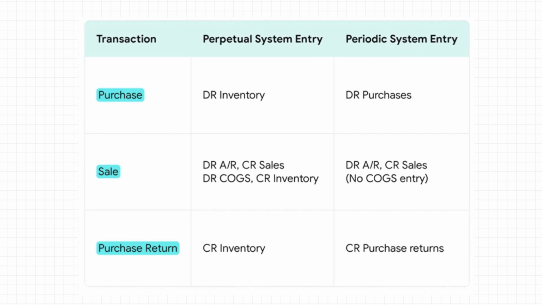Okay, people, screenshot this, write it down, whatever you gotta do. This table is your ultimate cheat sheet. Let's run through it fast. A purchase: perpetual hits inventory, periodic uses that purchases account. Now the sale, this is the big one. Perpetual has that all-important second entry for cost of goods sold. Periodic: nope, nothing there. And even on returns, they use different accounts.